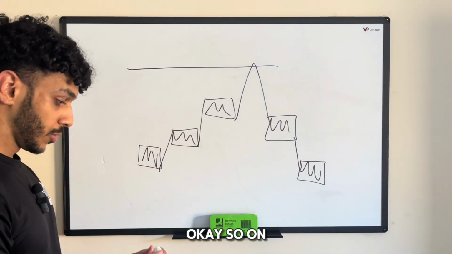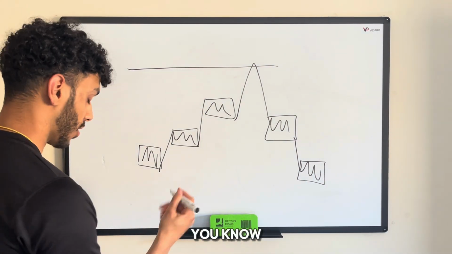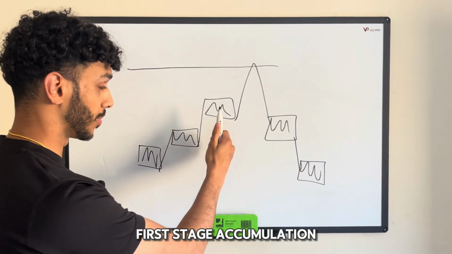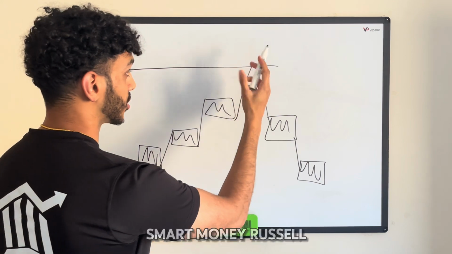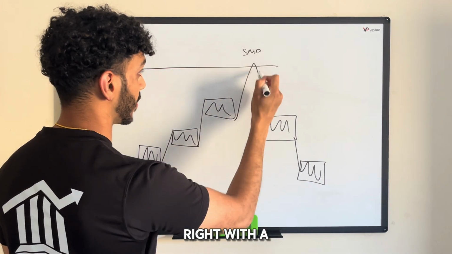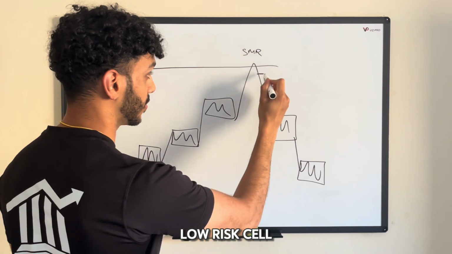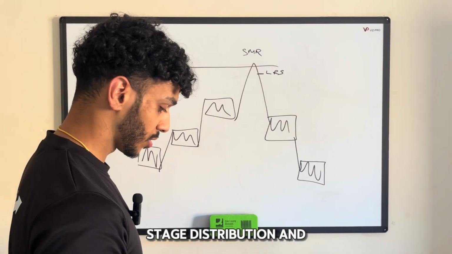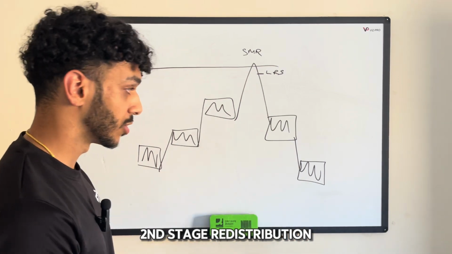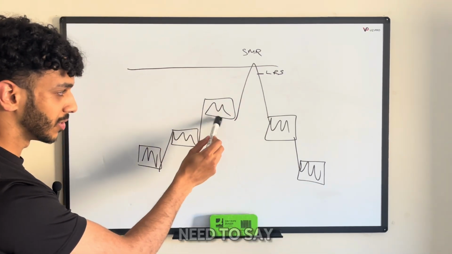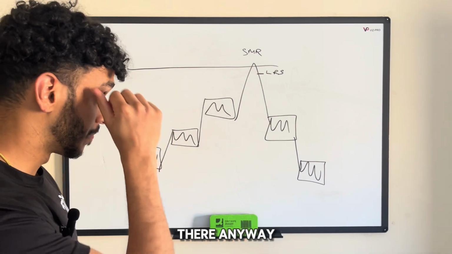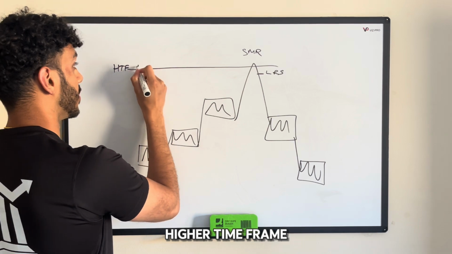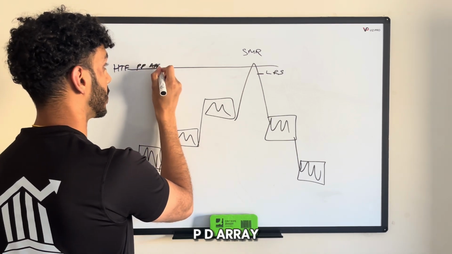Okay. So on the left here, I'm not going to label it, but we have the original consolidation, first stage accumulation, second stage accumulation, smart money reversal. We'll mark that up, right? With a low risk sell. We have first stage distribution and second stage redistribution. I may have got that wrong. I probably needed to say reaccumulation there. But anyway, and again, sorry, this is the higher time frame PD array.